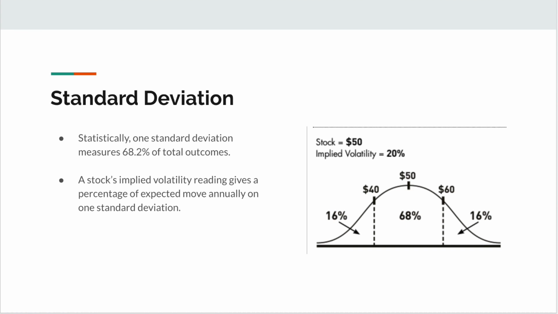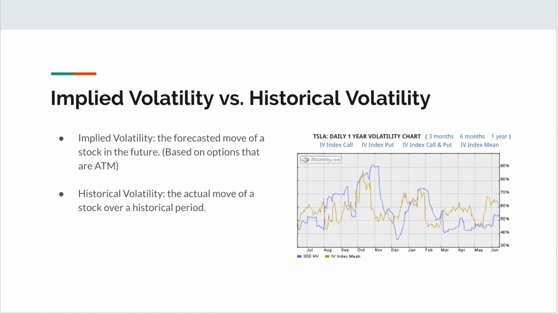So let's review a little bit before we go any further. So we talked about implied volatility versus historical volatility. Implied volatility is forecasted on the stock's future movements based on options that are at the money. So when you're looking at an option and it's at the money, it will give you a percentage of implied volatility, which tells you where a stock can go up and down. And then historical volatility is the actual move of a stock over a historical period. So that's a known number. We know historical volatility. We forecast implied volatility.